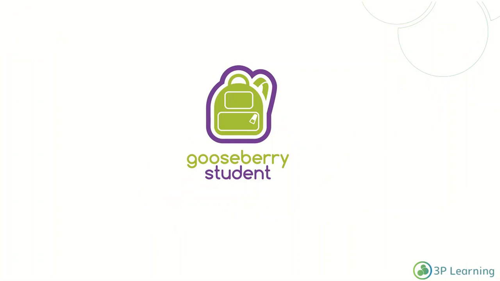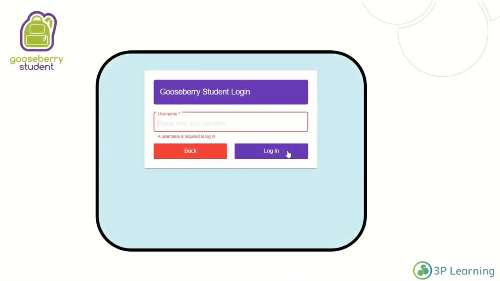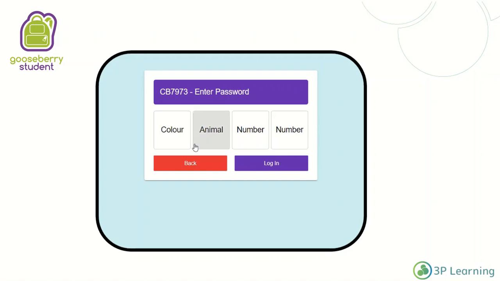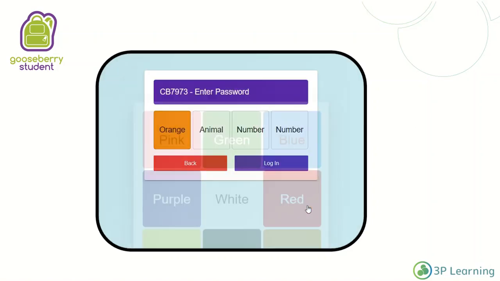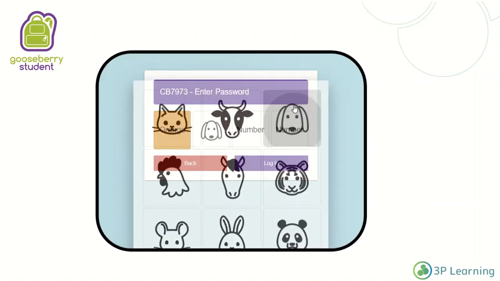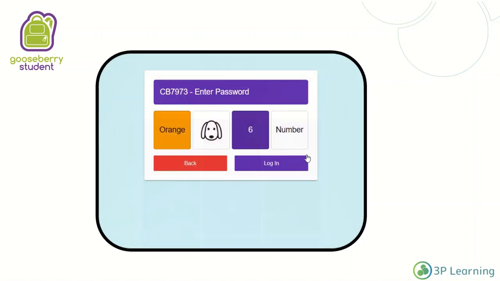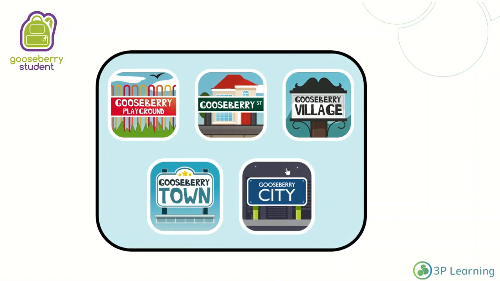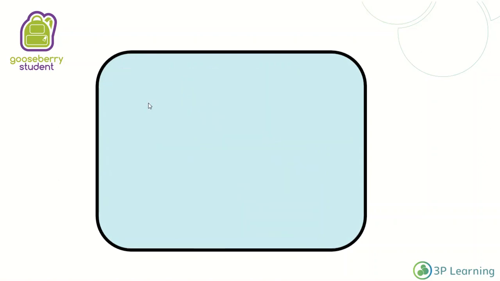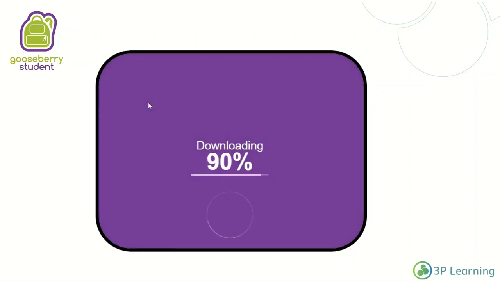So firstly, Gooseberry Student. Students will download the application from any major app store and log in with the gamified password system as shown. This will then take them to the 5 main levels of learning within the resource. On entering a level, they will see 10 learning scenarios within that level.